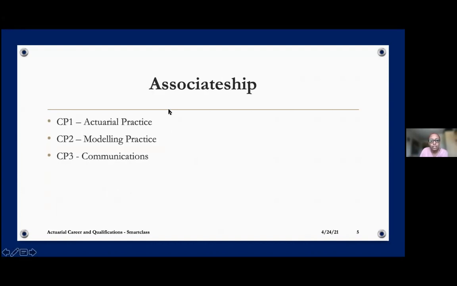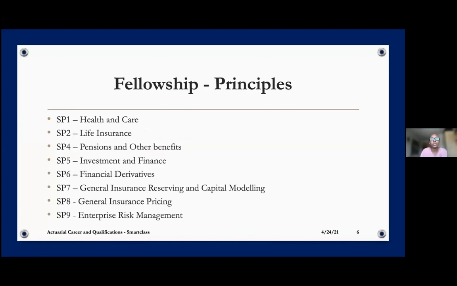Just moving ahead, the associateship, apart from those foundation level exams, involves these three exams. They are quite heavy, but they require you to be able to generate ideas around the actuarial practice, the financial industry, and such stuff. So as you move along, you'll be following up on what is required in each of these exams. Under the fellowship principles, you need two exams, and you definitely will be able to combine.